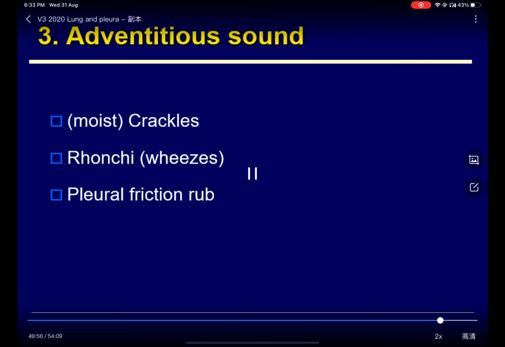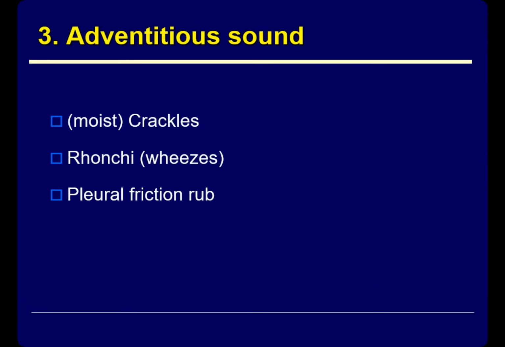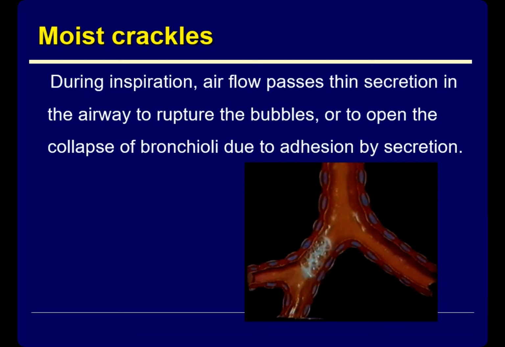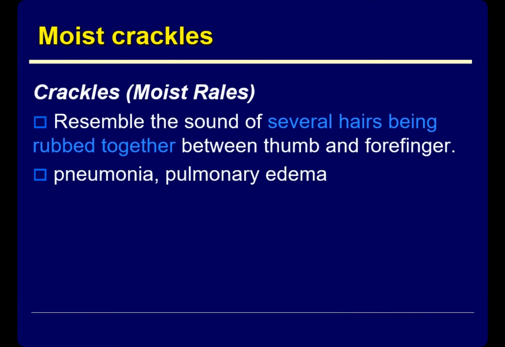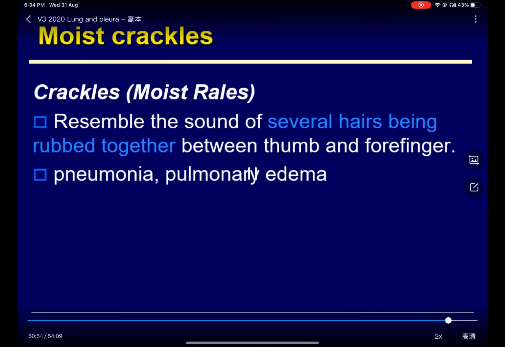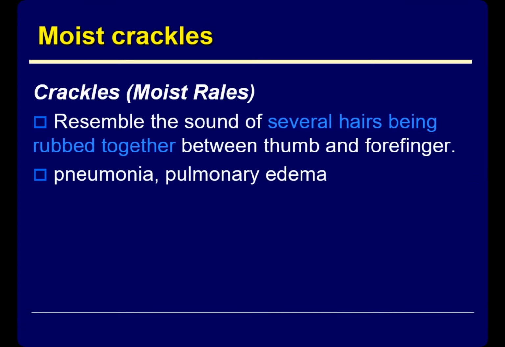There are three types of abnormal breath sounds. Frequently, they are collectively referred to as adventitious breath sounds: moist crackles, rhonchi, and pleural friction rub. The major reason for moist crackles is that airflow passes through thin secretions in the airway and ruptures the bubbles, or opens the bronchioles that were closed by adhesion from secretions during inspiration. The crackles resemble the sound of several hairs being rubbed together between thumb and forefinger. It occurs in pneumonia and pulmonary edema.